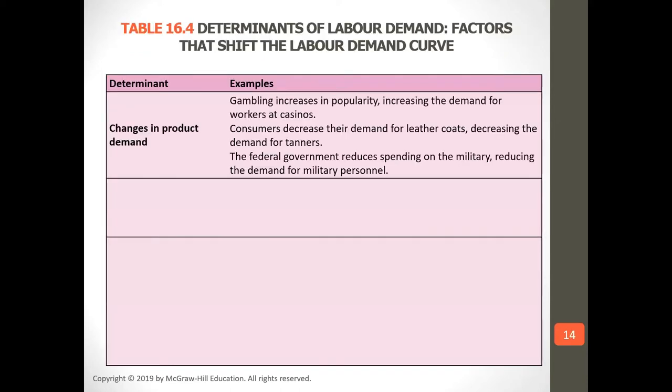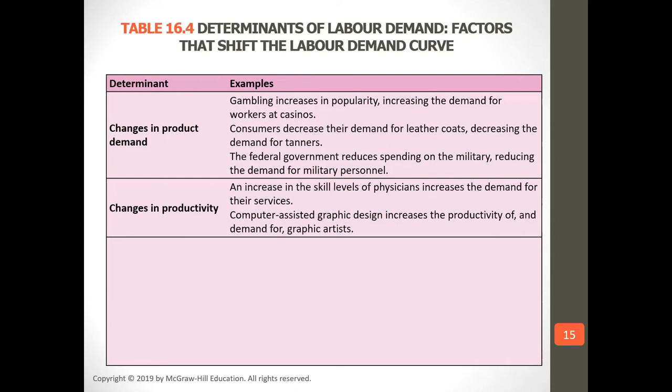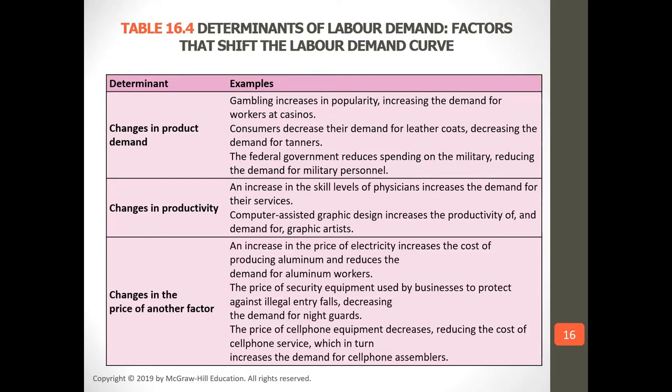So changes in product demand, examples would be: gambling increases in popularity, and this would improve the demand for workers at casinos. Consumers reduce the demand for leather coats, so there's less demand for tanners. The federal government reduces spending on the military, so there's less demand for military personnel. Changes in productivity: an increase in the skill levels of workers increases demand for their services. Computer-assisted graphic design improves the productivity of and demand for graphic artists.